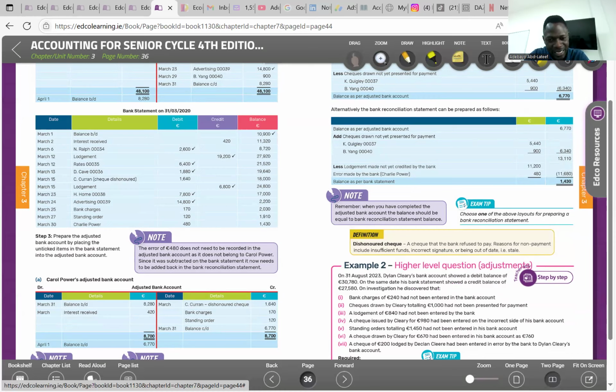Then the bank charges, they have to be taken away from the bank. So 170 has to be taken from the bank account, and the standing order 120, then we add them together.